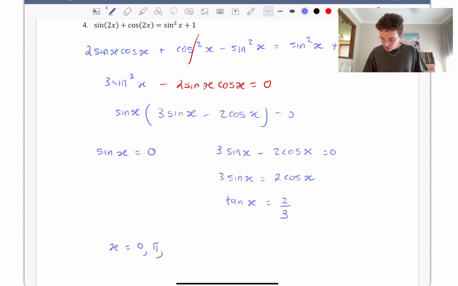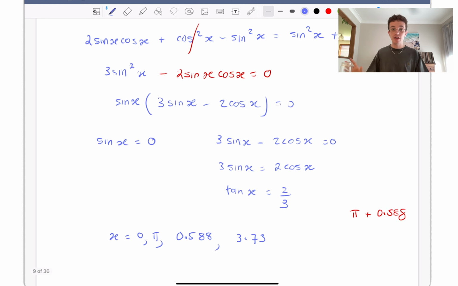So tan inverse of 2 on 3 is 0.588. And then since tan is also positive in the third quadrant, our second angle is going to be pi plus 0.588, which is plus pi, we get 3.73 actually. Alright, and those are our answers there.